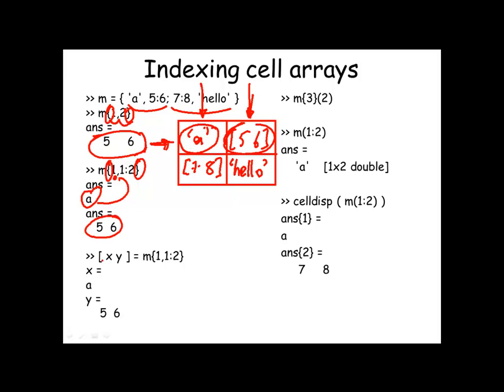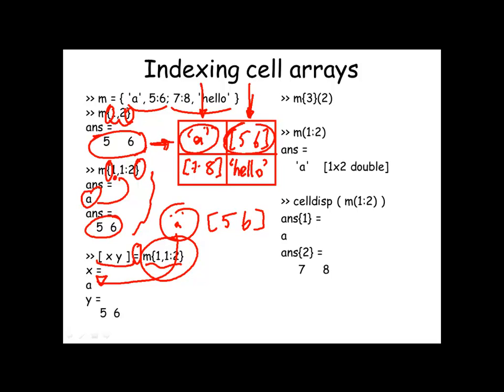And similar to the way that we capture multiple output arguments from functions, we can capture multiple answers that are extracted from a cell array using a vector notation on the left-hand side of an equal sign, and on the right-hand side we would have the expression that extracts the contents of a cell. So again, we will be extracting the letter A and the vector 5 and 6. The first one will be stored in X, and the second cell contents will be stored in the variable Y.